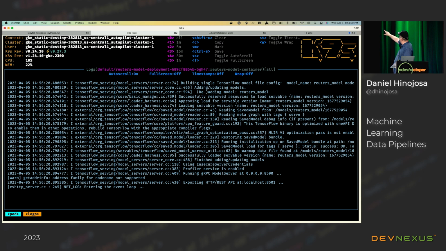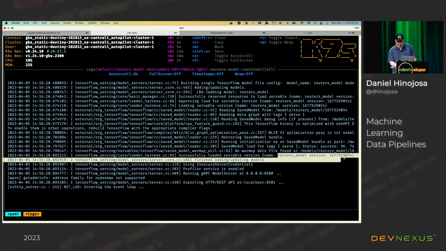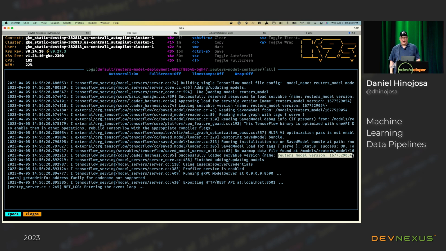That's good to go. And here I'll highlight it for you. There it is. If you take a look over here at the right-hand side, we have Reuters model version 1677, blah, blah, blah. That is the version for that particular model. That is being hosted at 8501. Okay, so I have that hosted.